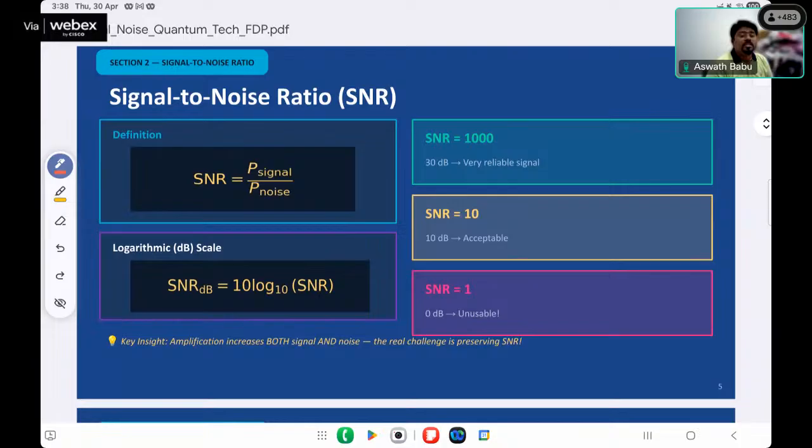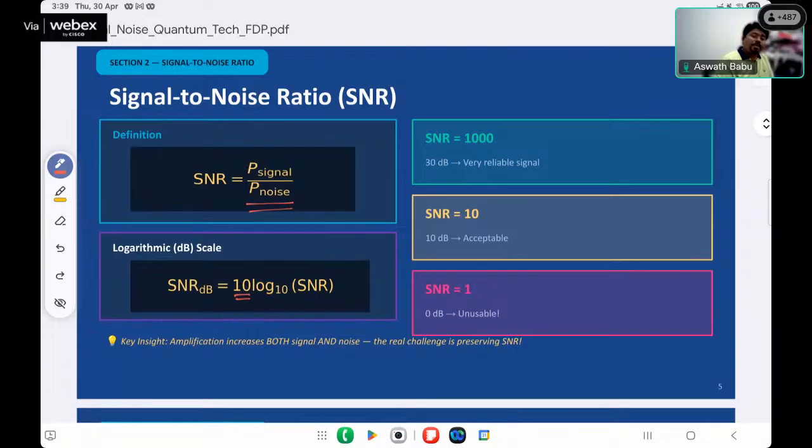Decibel is, for the sake of the people who don't know it, which computer science people may not be, but mechanical and electronics people all know. For them, it's straightforward. But for the other people, SNR in decibels, instead of writing just a simple fraction, we take a log of that fraction and multiply it by 10. So it is represented on a logarithmic scale with base 10, multiplied by 10.